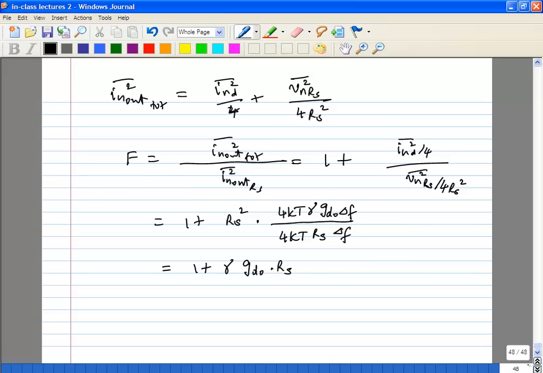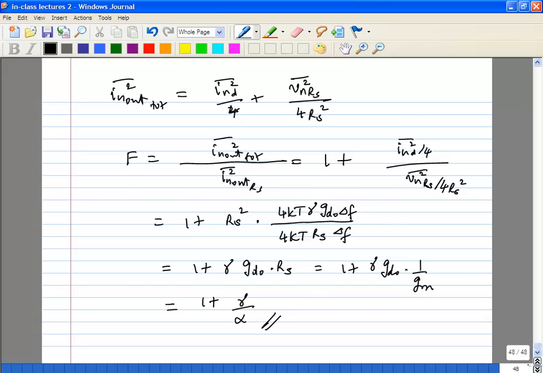But what do you know? You also know Rs is 1 over gm. At the end you'll see why we are doing this. What is gm over gd0? It's alpha. We represent it by alpha. So this is 1 plus gamma over alpha. So effectively we have considered only drain noise, but it pretty much depends only on device parameters. Gamma and alpha, nothing else.